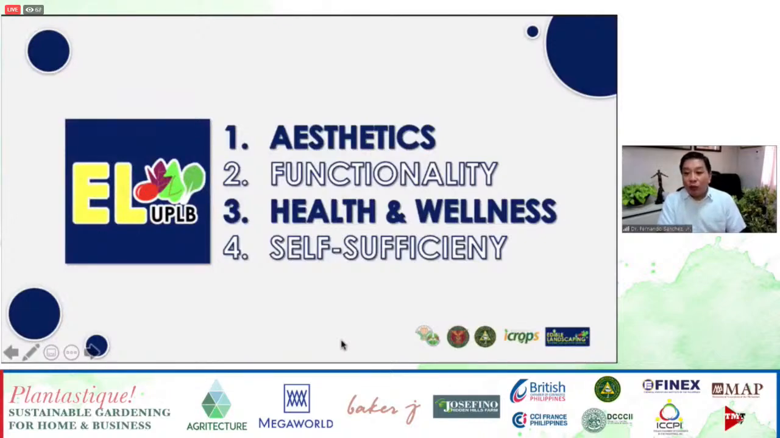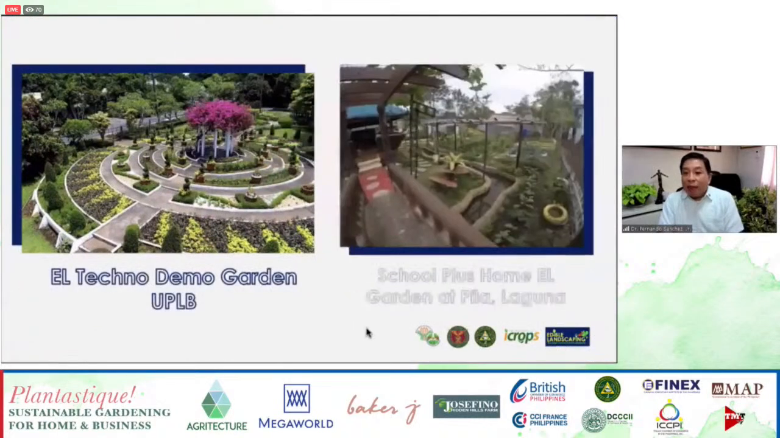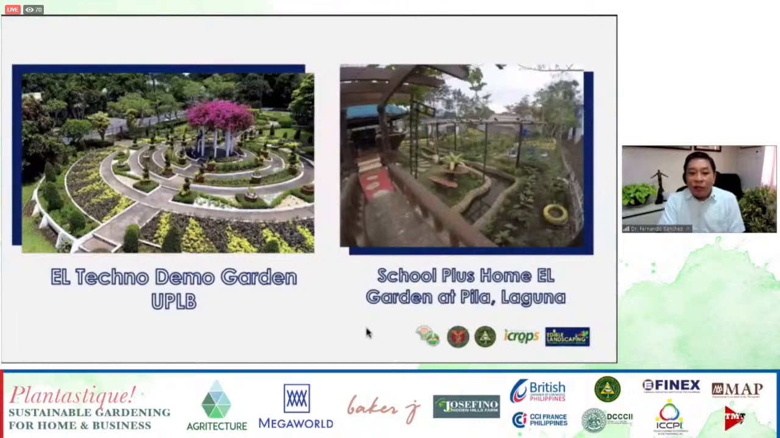Edible landscaping has 4 goals, which we also call the 4 Ks of EL. Ang una, aesthetics or kagandahan. Pangalawa, functionality or kapakinabangan. Third, health and wellness or kalusugan. And the last, self-sufficiency or kasapatan. So these are the main goals of EL. With edible landscaping, we can establish attractive and functional spaces like the EL Technology Demonstration Garden at our very own UPLB campus, and the School Plus Home Garden in Pila, Laguna.